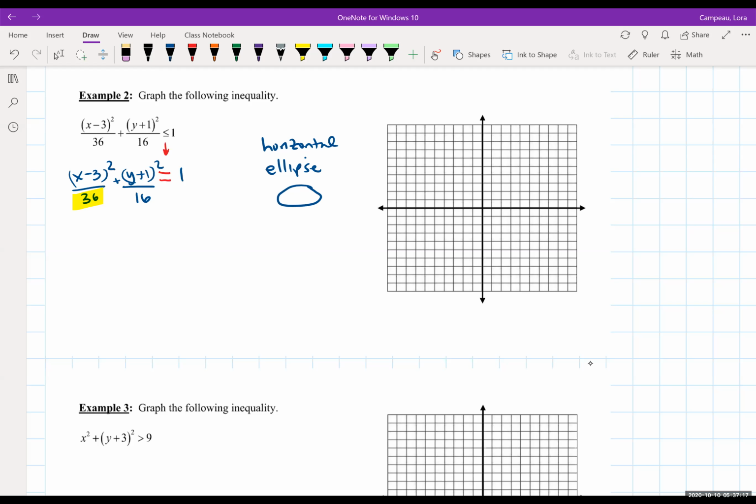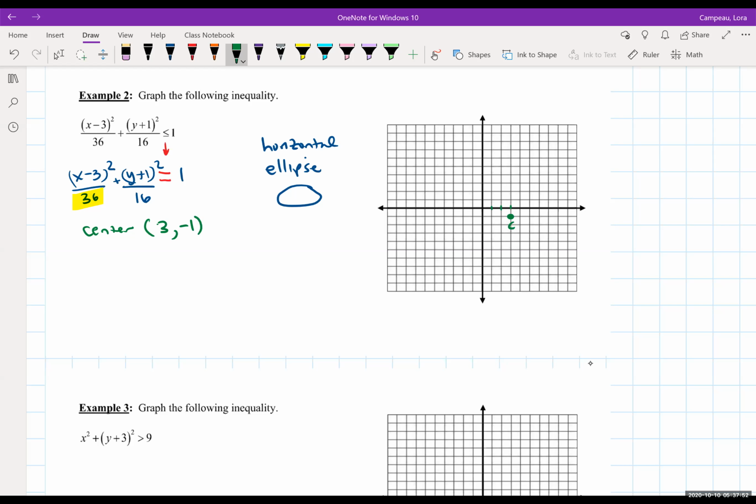So then I kind of just go back and say, okay, I do remember a little bit with ellipses. I would look for where the center is located. So my center is always (h, k), and that always assumes the opposite of whatever is by the x or the y. So opposite of what you see, the center would be (3, -1). So I'll plot that. 1, 2, 3, and -1. There's my center.